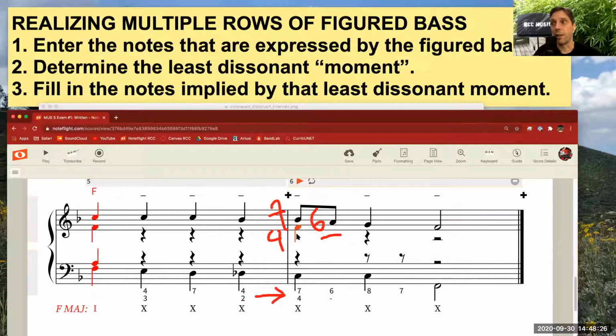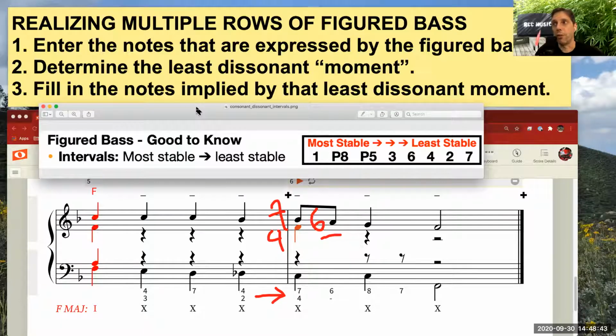So how do we decide what the tenor sings? Well, now we want to find out where the least dissonant moment is within this beat to decide that, because our ear will gravitate towards the resolution, the less dissonant sound.